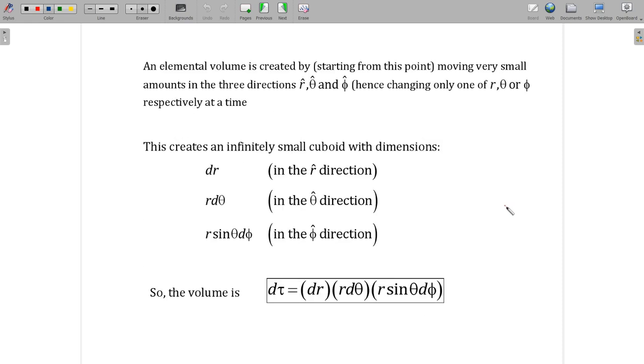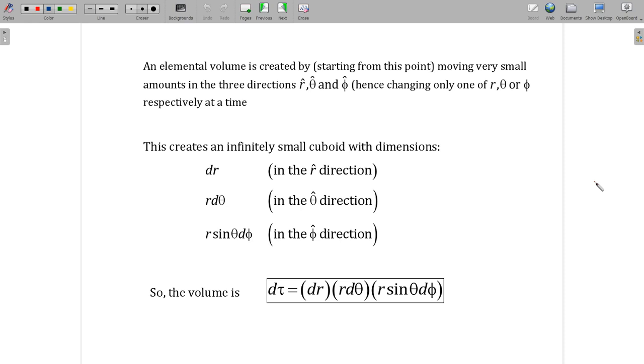So to generate this elemental volume, all I have to do is move very small distances in these three directions, measure those distances. So my question is, if I move very small distances in the r cap, theta cap, and phi cap directions, what are those distances? What is the measure of those distances in terms of the small changes in the coordinates? The small change in r, which is dr, the small change in theta, which is d theta, and the small change in phi, which is d phi, right? So my question is, what are those small distances that I get when I move in these three directions?